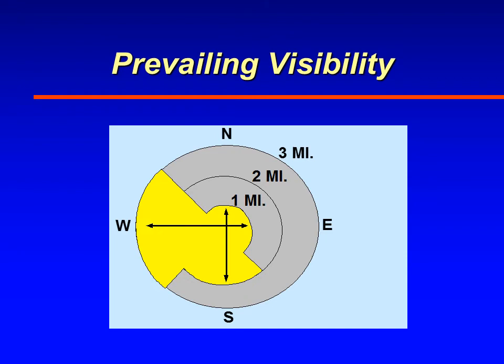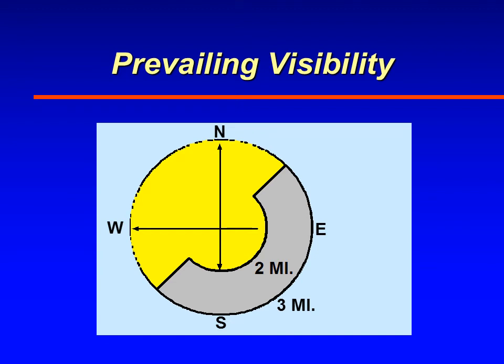Here's another example. In this case, the greatest distance that you can see is 3 miles on that outside ring, but you can only see that to the west. That's 90 degrees. Go to the next greatest visibility, which is 2 miles, and you can see 2 miles to the south, but to the west you can also see 2 miles. If you can see 3 miles, you can definitely see 2. So if you add those two together, the west sector and the south sector, that gives you a prevailing visibility of 2 miles.